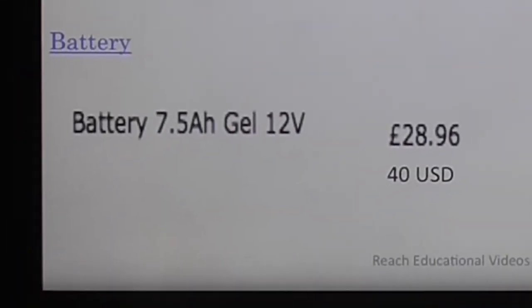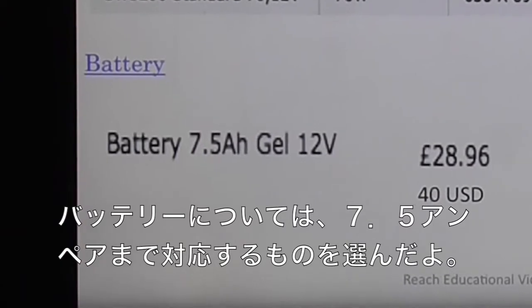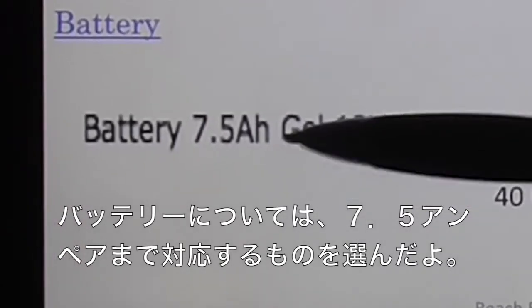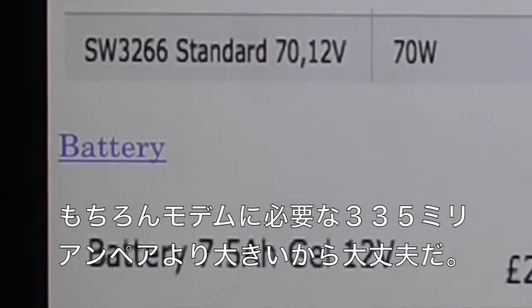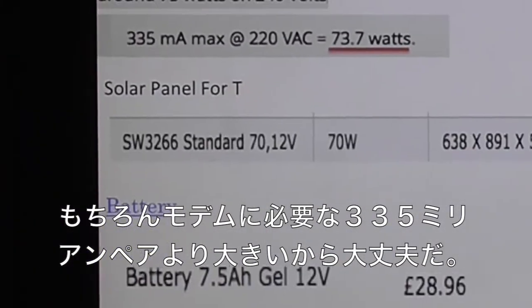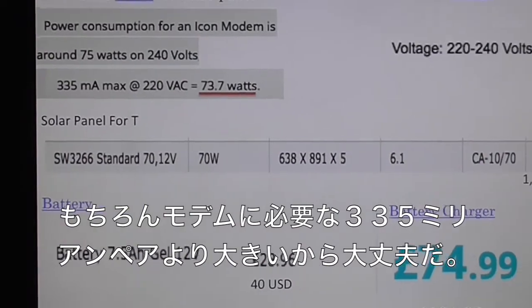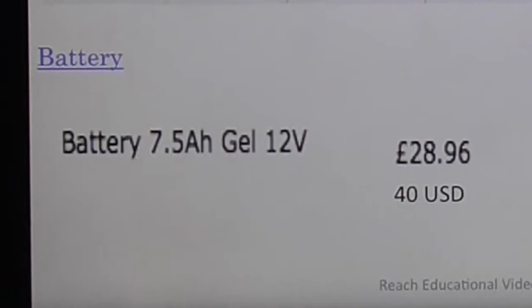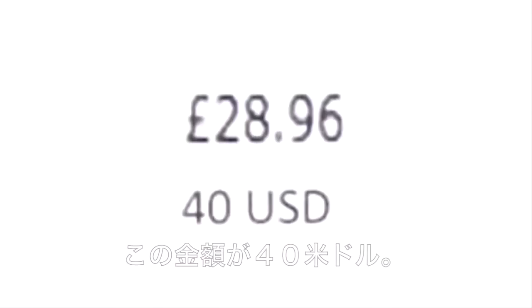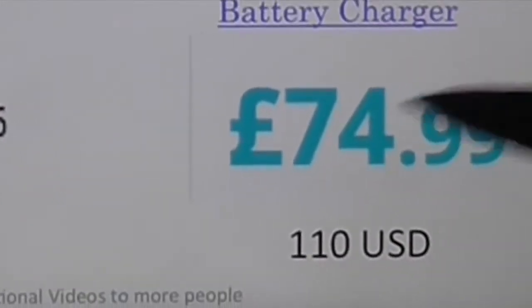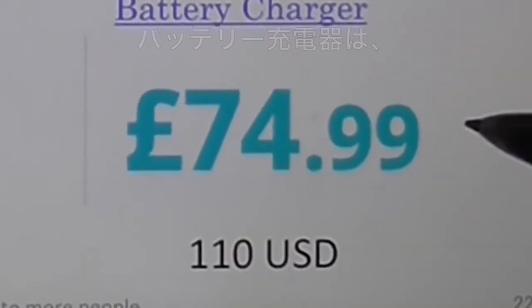The battery: I chose the one that had 7.5 amperes, which is of course larger than 335 milliamperes, so we could use that one. Anyway, that costs $40. The battery charger costs $110.